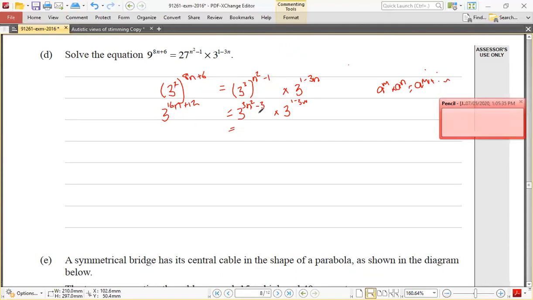Now, these two join together, don't they? So we're going to end up with 3n squared minus 3n, and then you've got minus 3 plus 1 is minus 2. Yep. Because we've got 3 to the power of that and 3 to the power of that, we get rid of the 3s, and now we've just got to solve this.